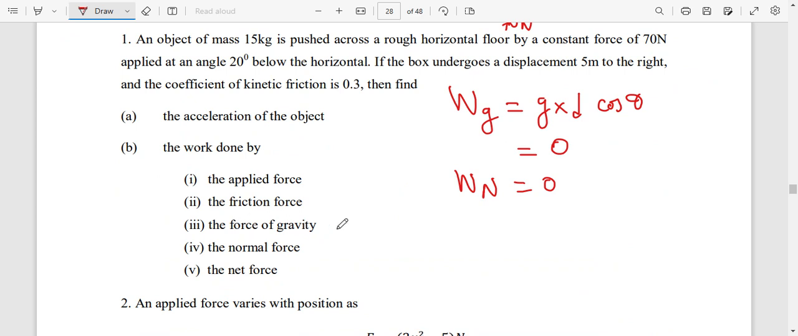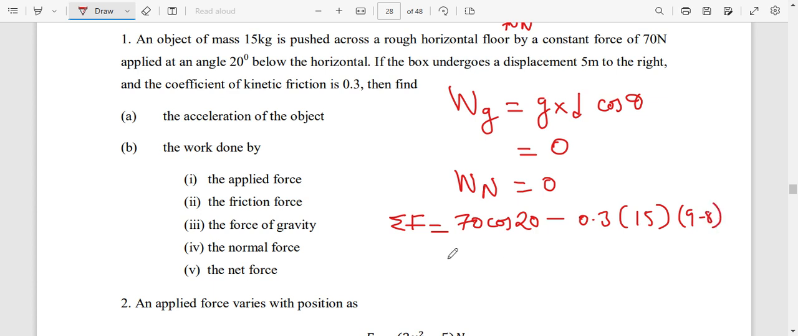Okay, we also want to find the work done by the net force. Now we know that net force is the applied force, which is 70 cosine of 20, minus the friction force. And the friction force is 0.3 multiplied by 15 multiplied by 9.8. So let's get that. 70 cos 20, the answer we get, minus 0.3 multiplied by 15 multiplied by 9.8.